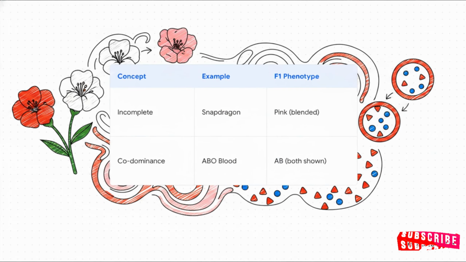Sometimes traits just blend. Look at incomplete dominance. If you cross a red-flowered snapdragon with a white-flowered snapdragon, the offspring don't look like either parent. They're pink. The alleles literally mix together. But other times, they completely share the stage. That's codominance. A perfect example is human ABO blood types. If you inherit the A allele from one parent and the B allele from the other, neither one dominates. They both actively produce their specific sugars on your red blood cells, giving you type AB blood.